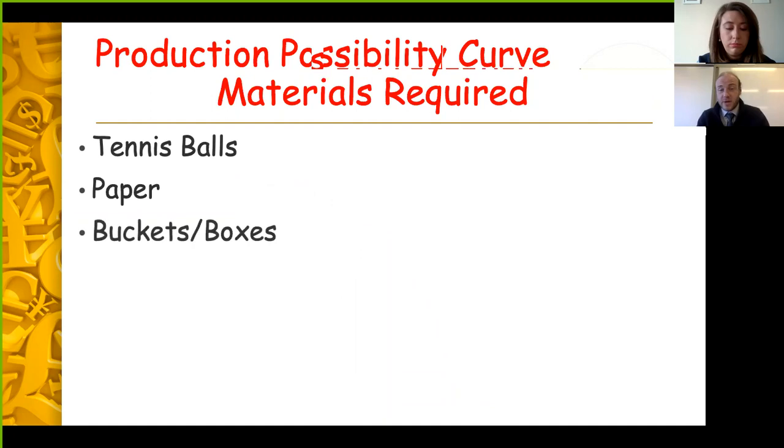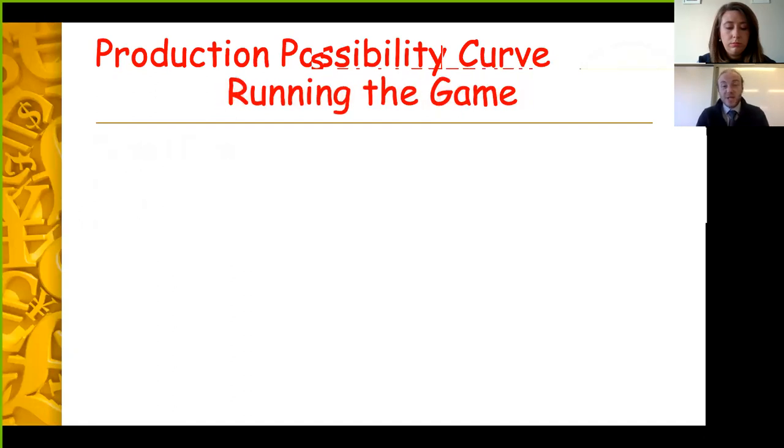There are lots of materials required for this game. Not really. You need tennis balls, so you need to go down to the PE department and sweet talk them into giving you lots of tennis balls. You need paper, so you need to go and rob the stationery room or the photocopier. And you need buckets, boxes, containers, something to hold the tennis balls and paper in. If you're stuck, the lids of the photocopying paper boxes are very handy for this, or even just the actual boxes of photocopying paper work too. So those are the things you need for this game.